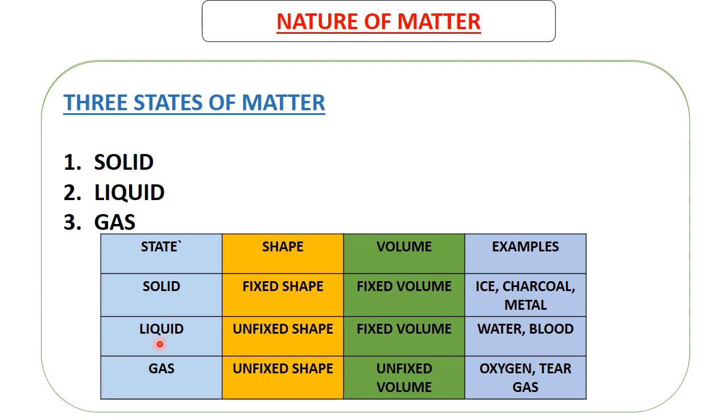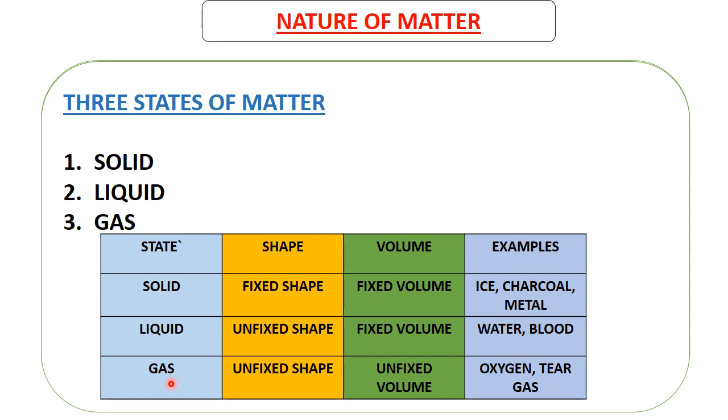What about liquids? Liquids have unfixed shape and fixed volume. Their shape changes. Water changes shape, but the volume is still the same. 20 liters of water is 20 liters of water. It won't change unless you do something else. Without external interference, the volume will be the same.